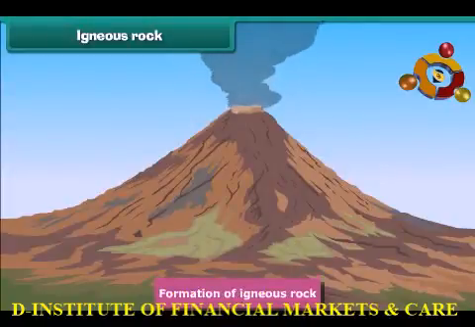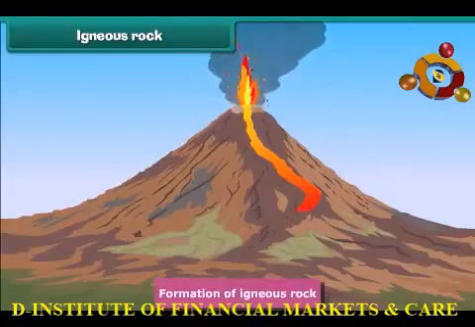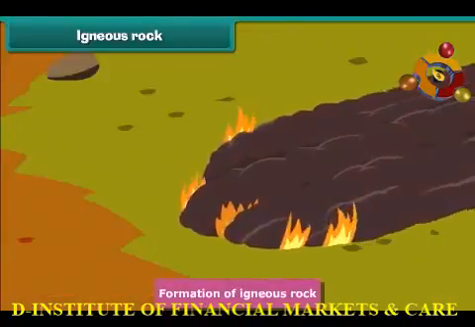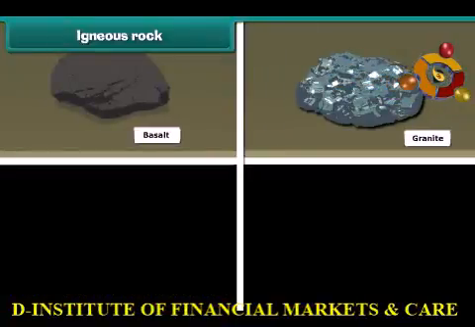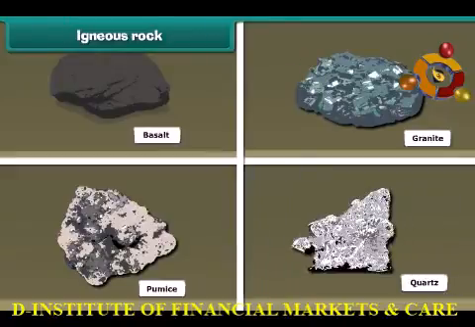Igneous rock is formed when molten rocks, like lava in volcanoes, cool, get hardened and solidified. It is often shiny and glossy. Basalt, granite, pumice, and quartz are examples of this kind of rock.